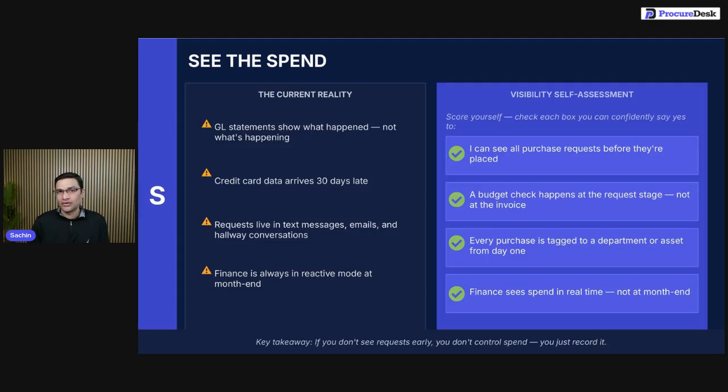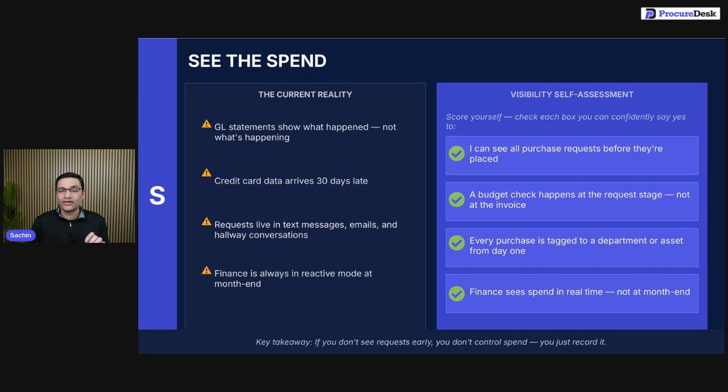The third problem here is if you do not have a requisition process, your requests live in text messages, maybe emails and hallway conversations, right? And the fourth problem here is finance is always reacting at month end, right? Those are problems you see. So if you're seeing any of those problems, you have a spend visibility problem, right?